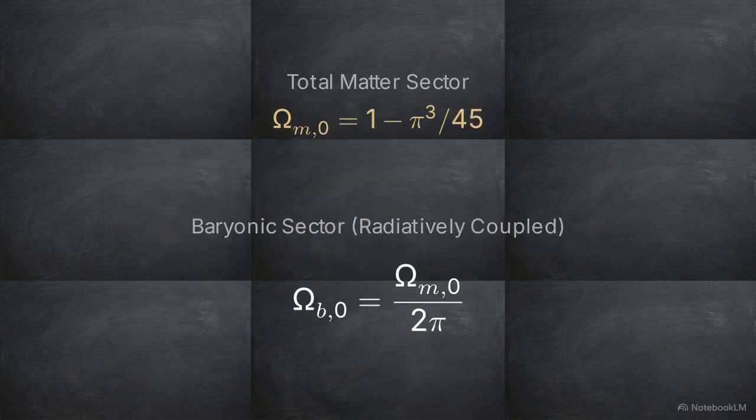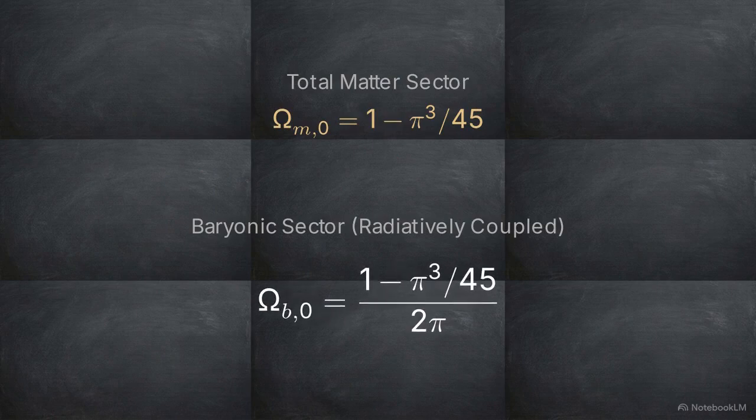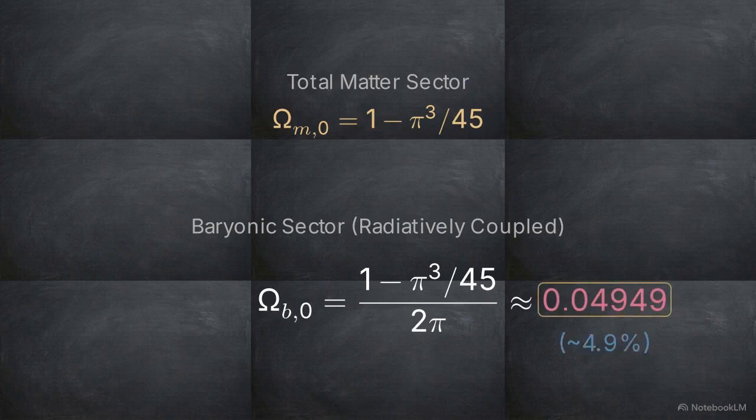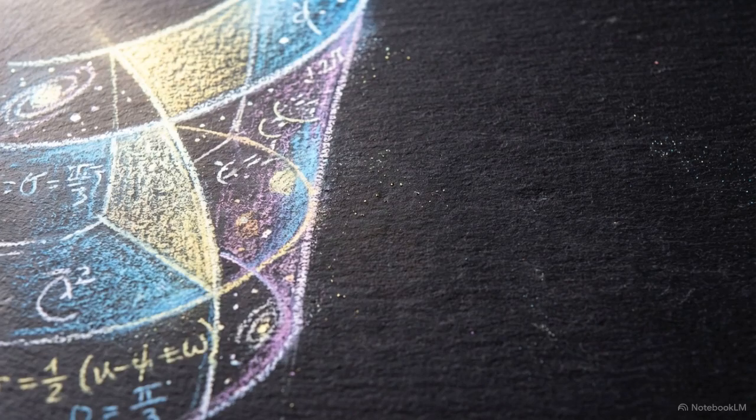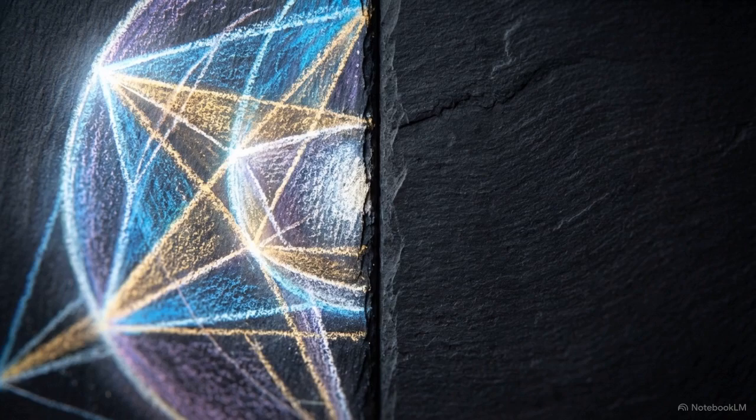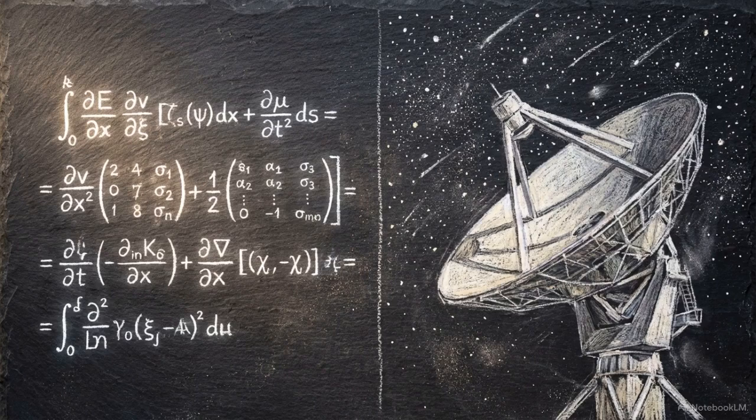Bashan identifies the baryonic sector, normal matter, as the radiatively coupled share of the previously fixed total matter sector. To calculate it, we substitute the exact geometric expression for total matter and divide by that 2π projection factor. The math results in a theoretical fraction of approximately 0.04949. The specific percentage of normal baryonic matter is derived entirely from the observer's 2π restricted view of the thermodynamic boundary. With the theoretical geometry completed, we can test this derivation directly against the empirical data.